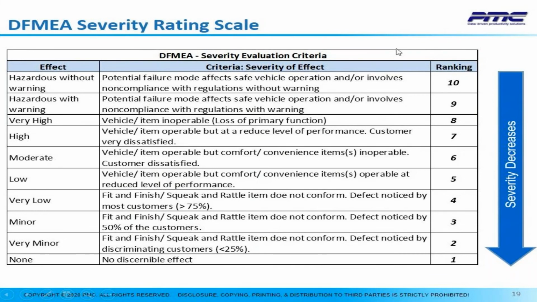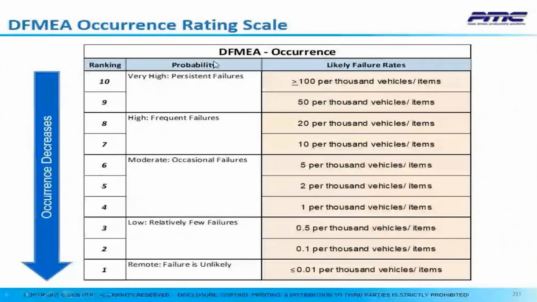Going into this in more detail, that's the criteria we're going to use to evaluate the severity rating. Then the occurrence, we have the ranking from 10 to 1, and 10, of course, is the worst case. Very high occurrence probability. Persistent failures, which is greater than or equal to 100 per 1,000 vehicle items. 9 is 50 per 1,000 vehicle items. 8 is 20, and so on and so forth.